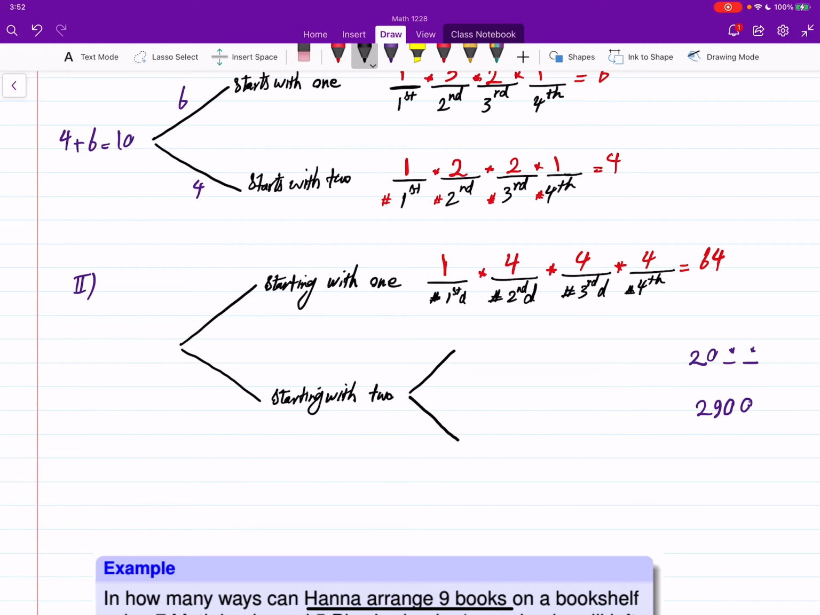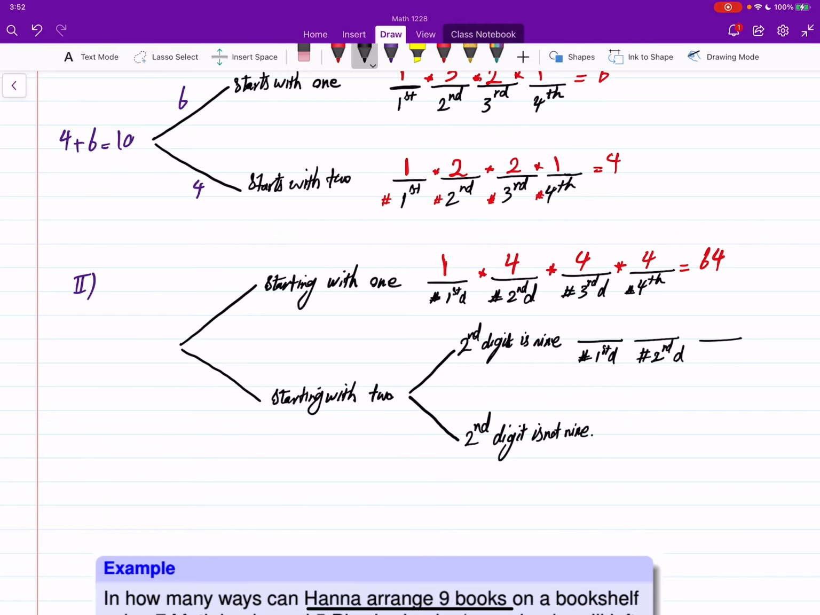And that tells me that there is also another branching here. The second digit is 9, or the second digit is not 9. Okay, let's see now how this works. So let me set up the number of cases for the first digit, the number of cases for the second, the number of cases for the third, and the number of cases for the fourth.